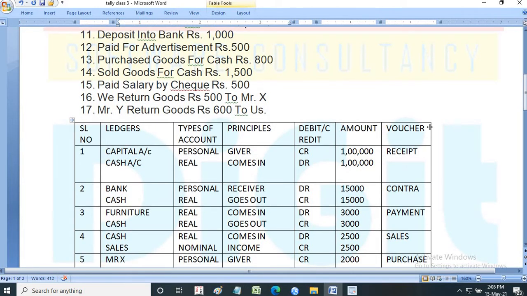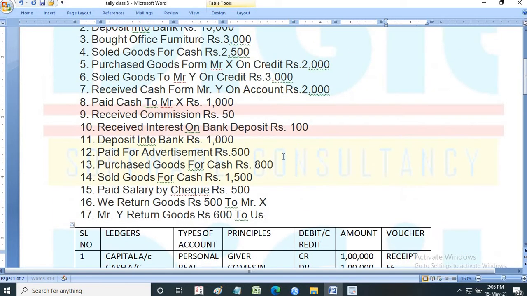After that, this voucher is purely for Tally purposes. In Tally, when we go to pass this entry, we have to select the receive voucher, and the key for the receive voucher is F6. From the keyboard we have to press the F6 button to bring this receive voucher on the screen. Okay, so this is F6. Now let's go to the second question.